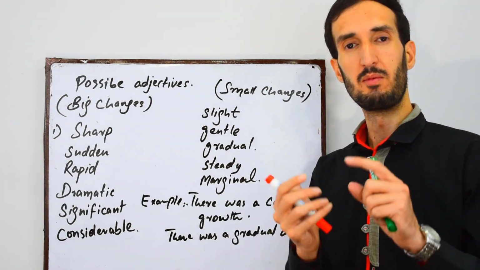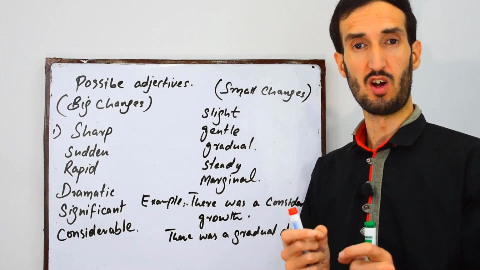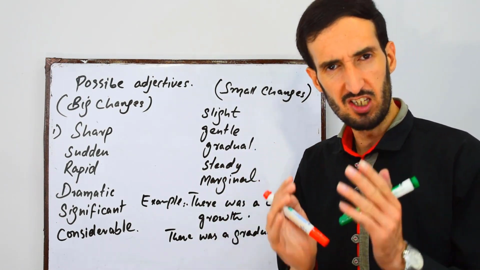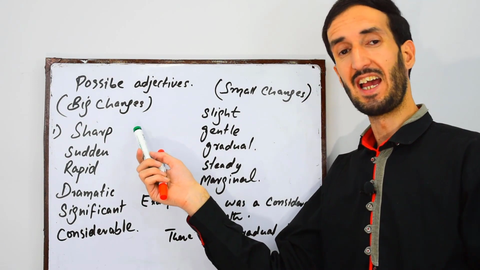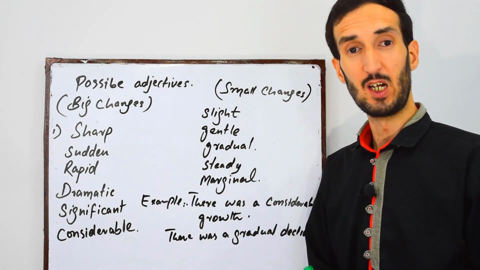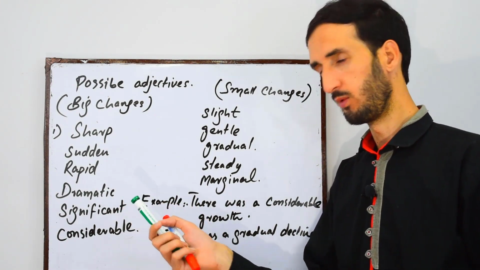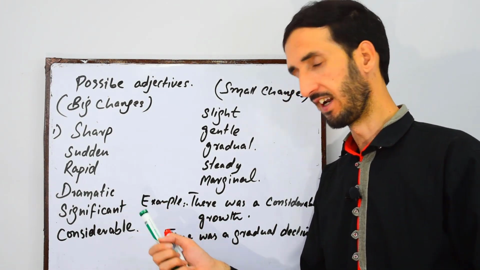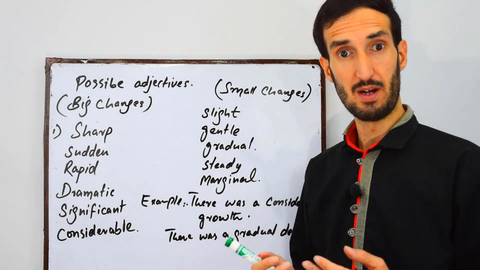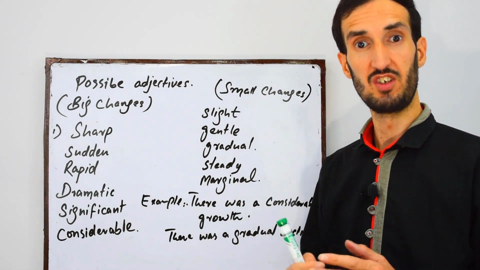Very important. First we have learned the use of verbs, and then we learned the use of adverbs, and now we have adjectives. One very easy way to understand: with adverbs we had ly. It was sharply, suddenly, rapidly, dramatically, considerably, or significantly. Now we have adjectives. Adjectives describe people or things. So in order to use adjectives, we need helping verbs.